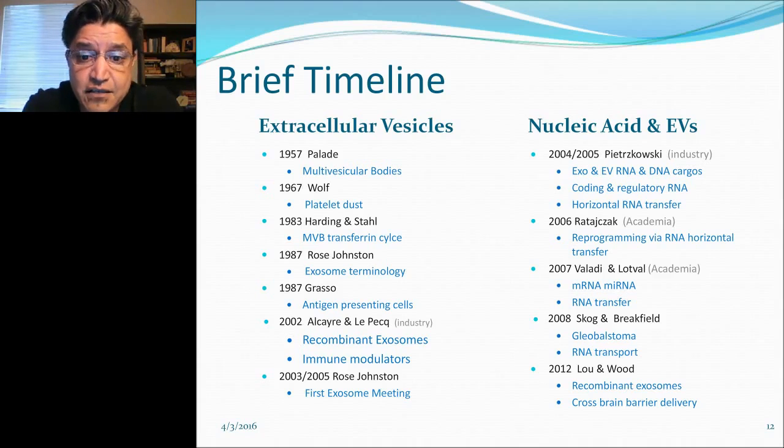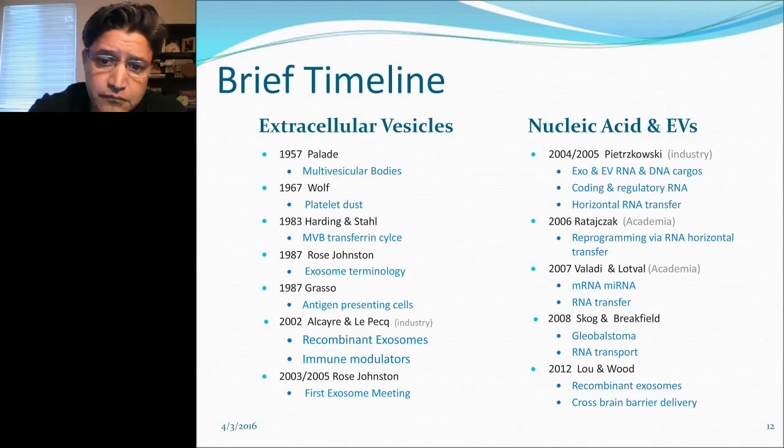In 2006, an academic group led by Dr. Radicek confirmed these findings and also showed reprogramming using RNA horizontal transfer. And then in 2007, Dr. Valadi and Dr. Lotvall also confirmed these prior results and extended the known number of entities that the exosomes carried, and so they created a very large list of mRNA and miRNA sequences that they found in exosomes and extracellular vesicles, and they also confirmed the RNA transfer.